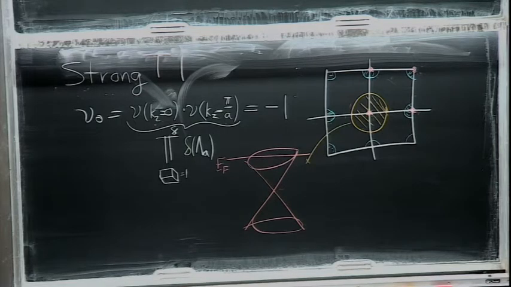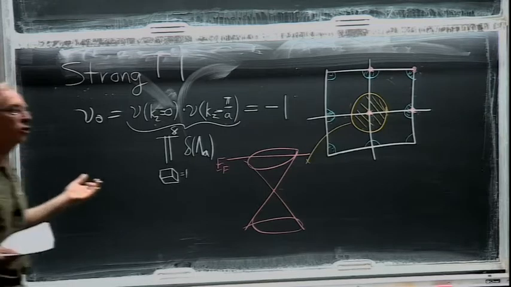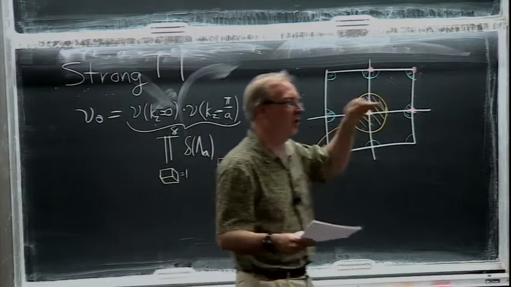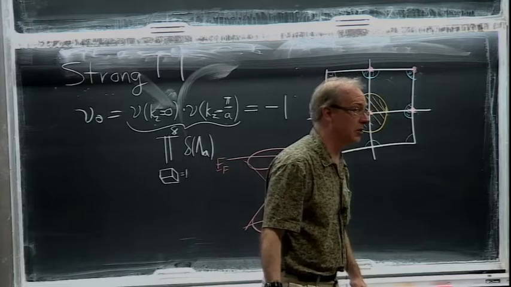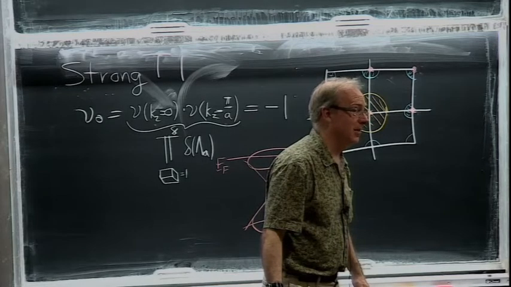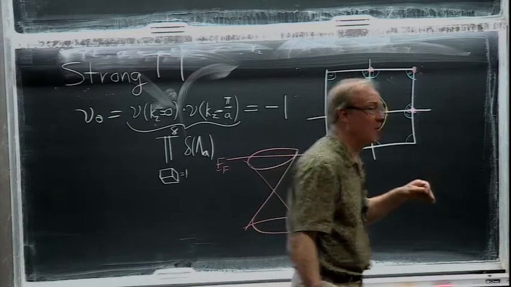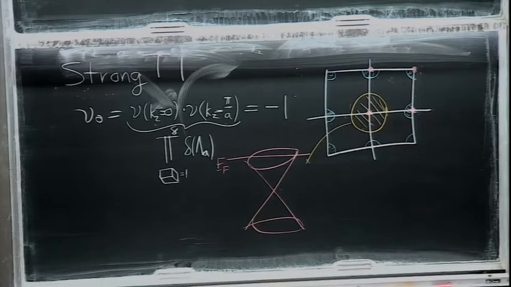Well, you have to make a choice. Maybe a natural choice is to choose the one that doesn't enclose the origin, that doesn't include the origin. That's well-defined. If I have to make a decision, that's a reasonable one. I'm going to define my weak topological invariant, when the strong topological invariant is non-zero, to be the planar invariant in the plane that doesn't include the origin.